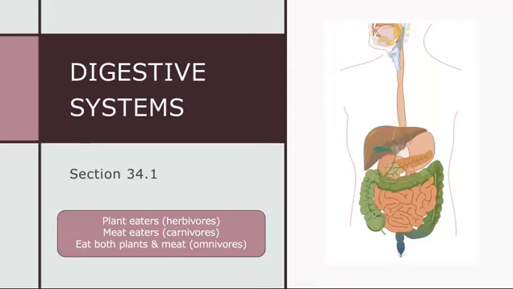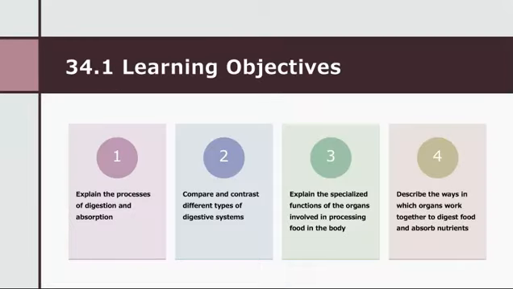We know that animals are going to get their nutrition by consuming other organisms. And so we've classified these animals in these 3 different categories. But before we get into that, let's cover our learning objectives.